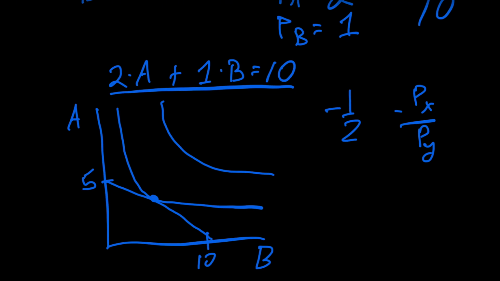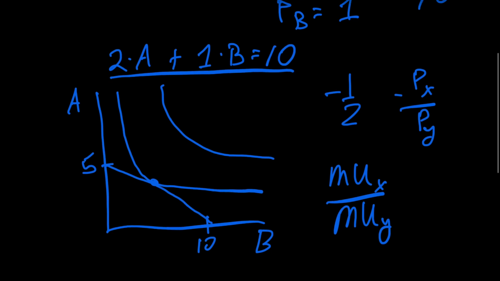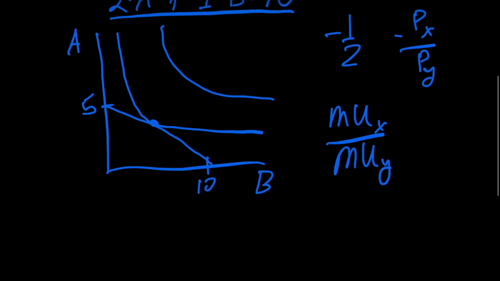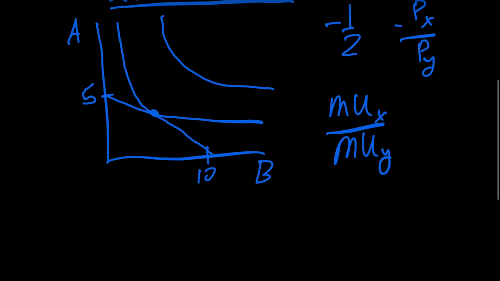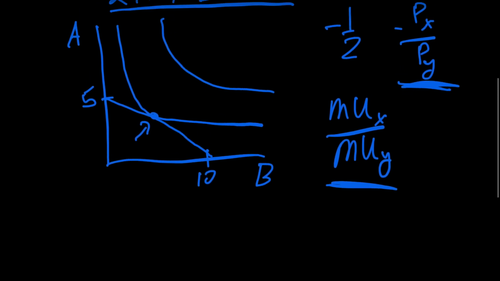Now, the slope of your indifference curve is the marginal utility of x over the marginal utility of y. I'm not going to go into why that is just here, but in a separate lesson you can learn that. And so in order to find out this optimal point, all we have to really do is say, okay, at that point, the slope of the budget line is equal to the slope of the indifference curve. So remember, the slope of the budget line is here. The slope of the indifference curve is here. So we just set those two things equal to each other.